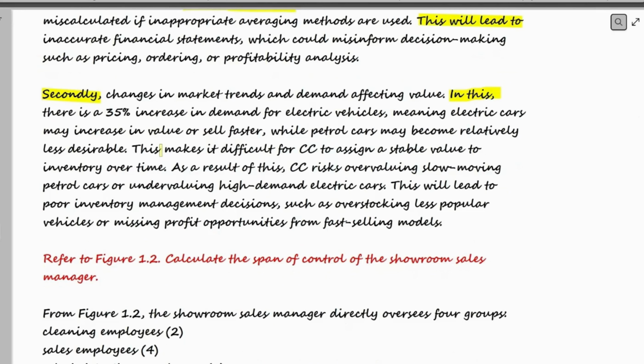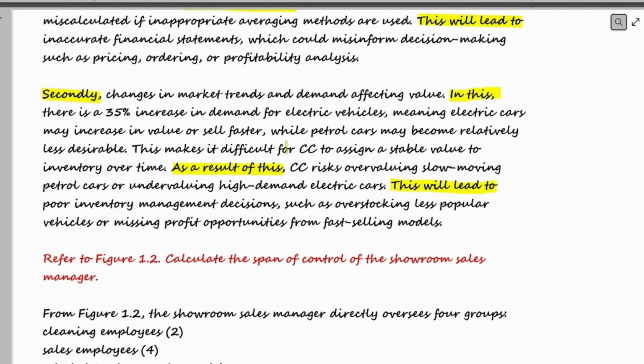This makes it difficult for CC to assign a stable value to inventory over time. Very important point. As a result of this analysis, CC risks overvaluing slow-moving petrol cars or undervaluing high-demand electric cars. Now, this was the real gravity of the entire answer. This will lead to, the further analysis, poor inventory management decisions such as overstocking less popular vehicles, or missing profit opportunities from fast-selling models.